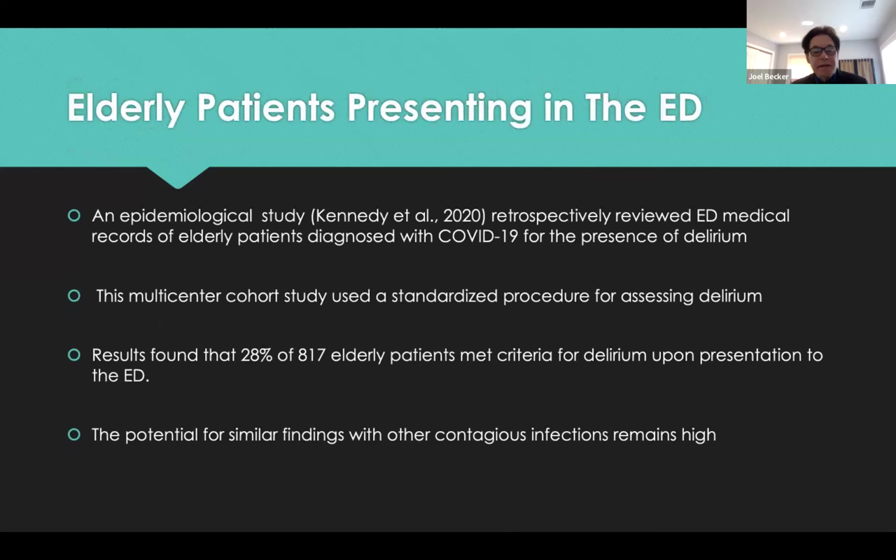There was a study done back in 2020, it seems like it was just yesterday, which retrospectively reviewed elderly patients diagnosed with COVID-19 at that time for the presence of delirium, and this was done with a standardized instrument. A multi-center cohort study found that 28% of 817 elderly patients at that time met criteria for delirium upon presentation to the emergency department. So these are people that were diagnosed with COVID-19, and a high percentage of them were exhibiting delirium upon presentation.